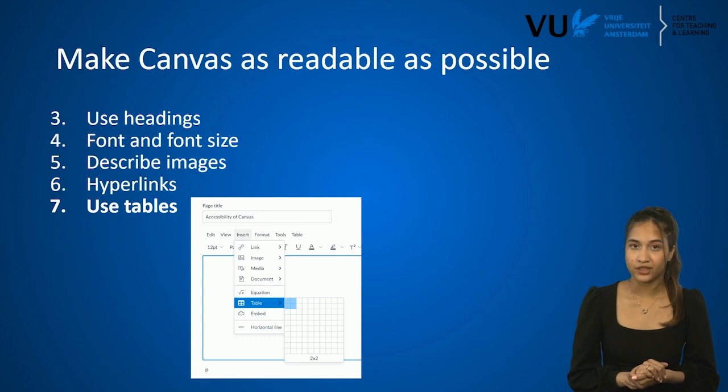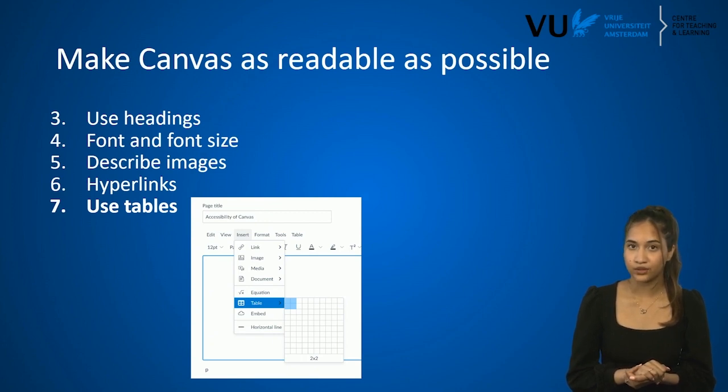Tip number 7, use tables. Using tables in Canvas makes data and information accessible to people who use screen readers. Tables display pieces of information that have some sort of relationship or pattern. For example, a list of dates, times, and rooms where all classes of the course will be. By adding a table for this sort of information, you make your Canvas course look clean and organized.